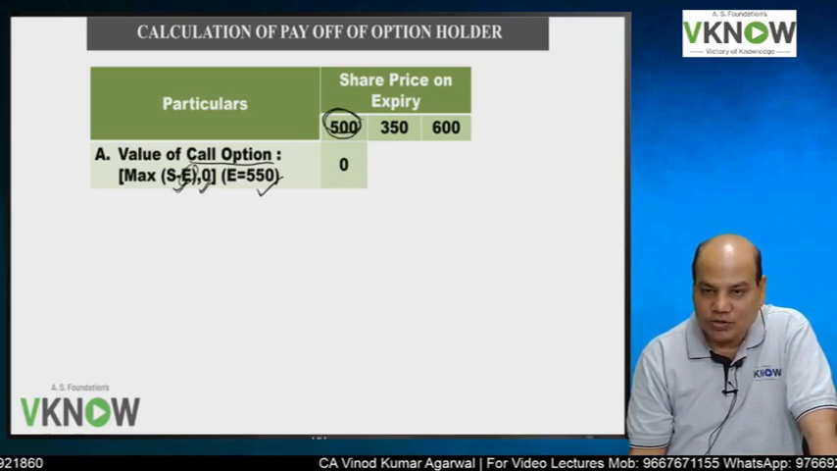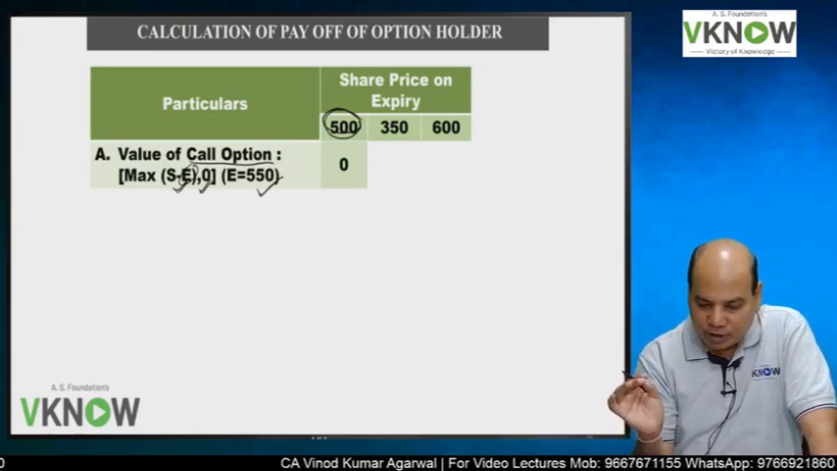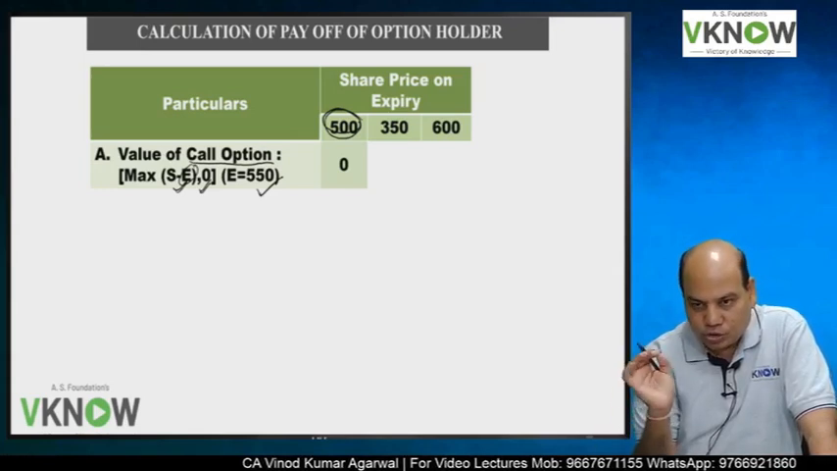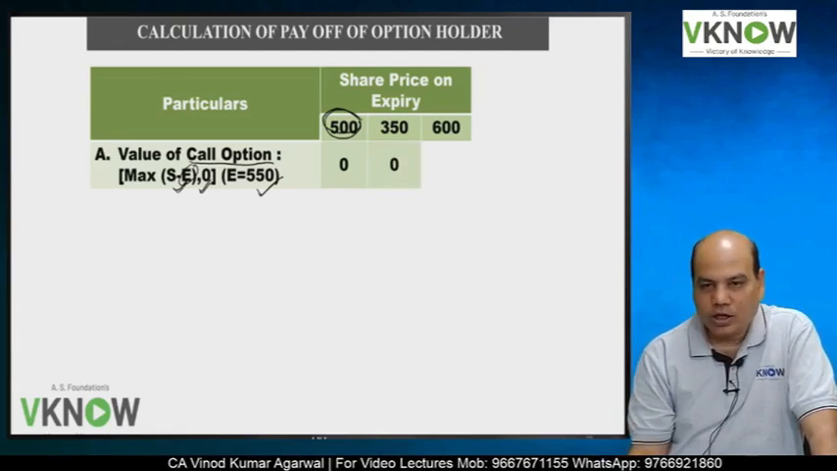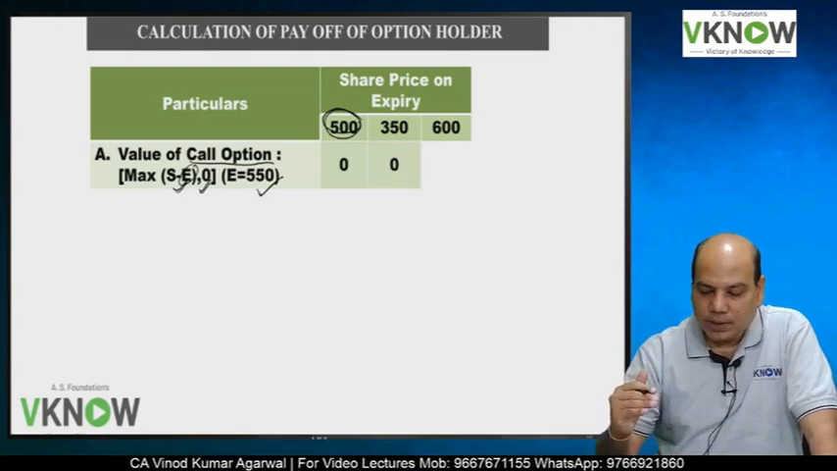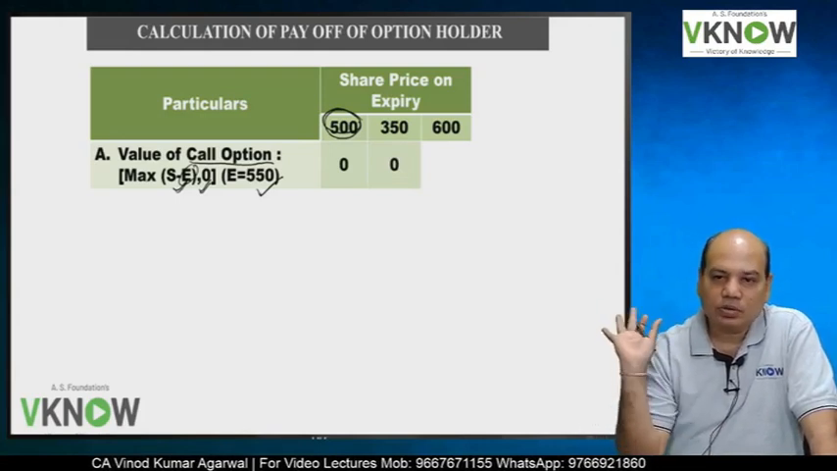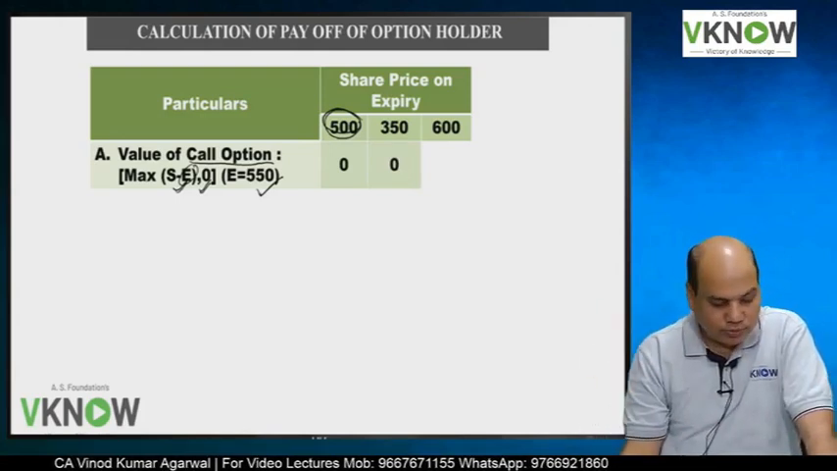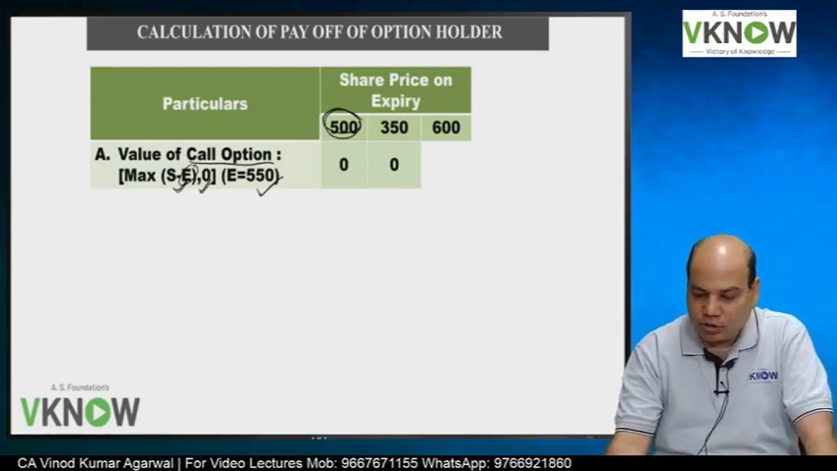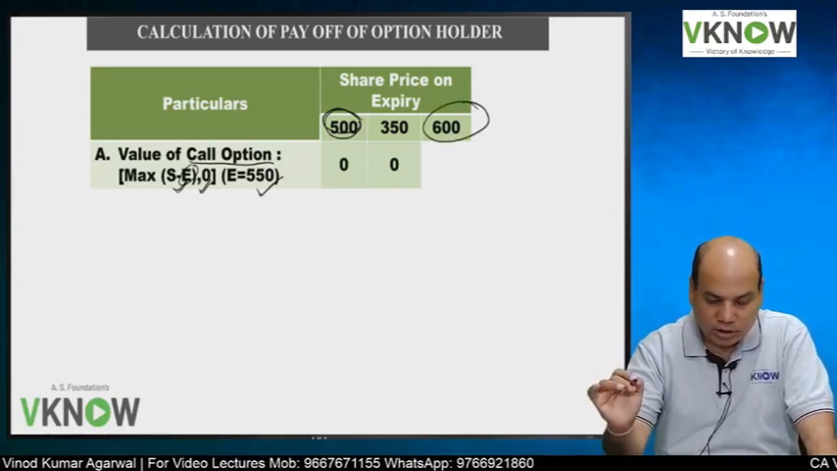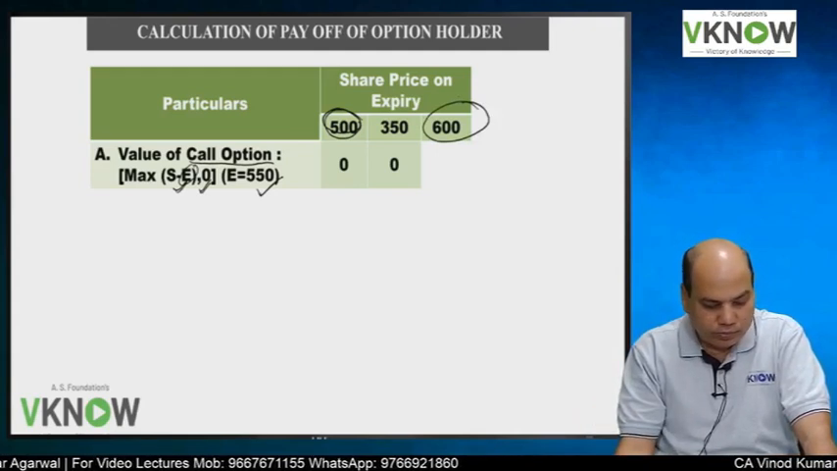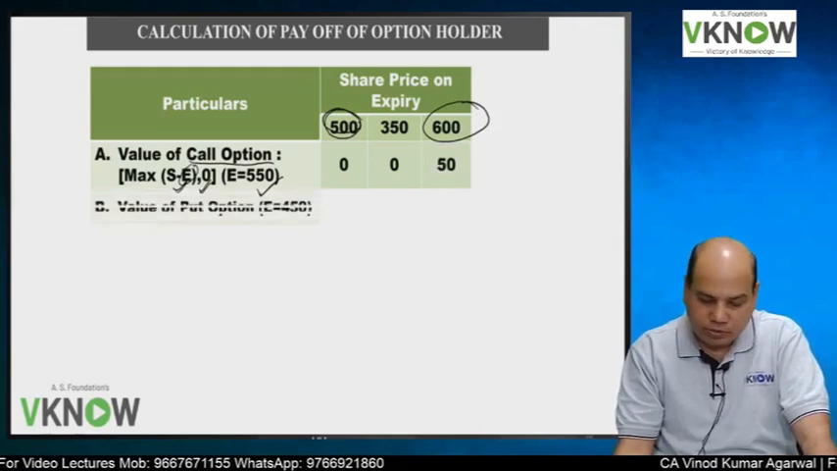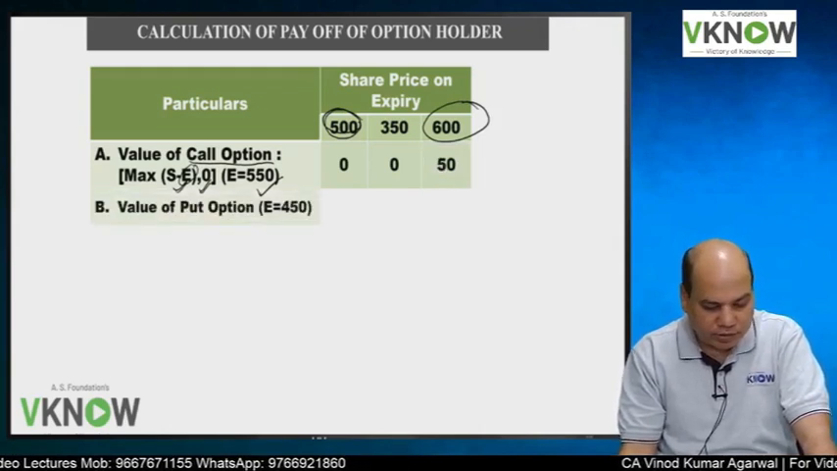Okay, same thing for second situation. 350 minus 550 means minus 200 or 0. Yes, otherwise forget the formula. If the share price is below the exercise price, write 0. What about the last column? What will be the answer for last column? What will be value of call option? Is it 50 rupees? 50. Just write 50, will multiply by 100 afterwards.